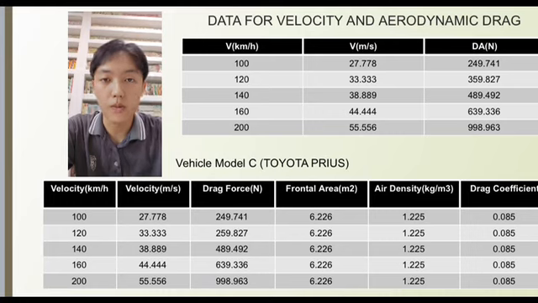As you can see here, this is the table for Model C, and we got the frontal area of 6.226 square meters, and the drag coefficient is 0.085.